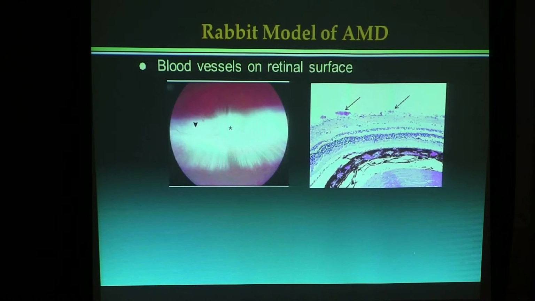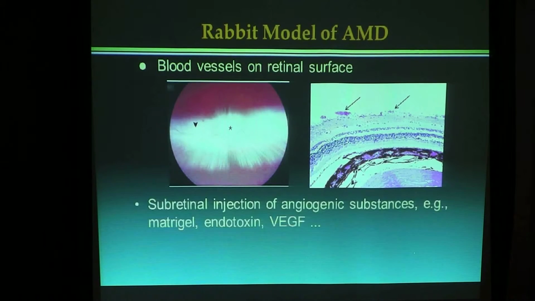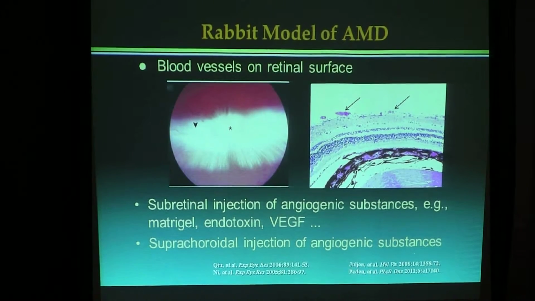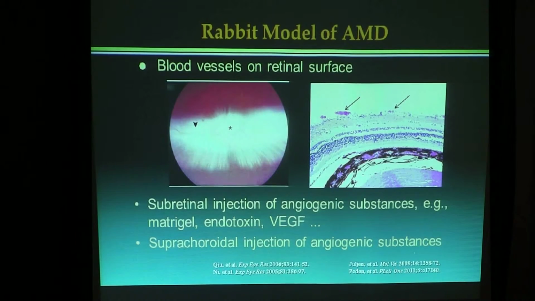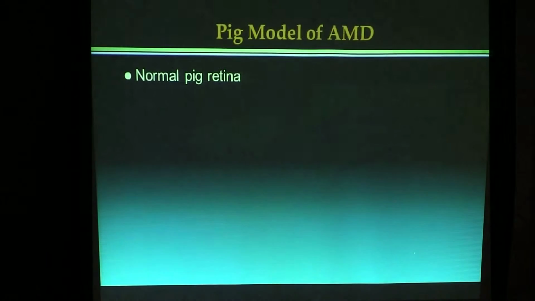I already mentioned that you have to think of the rabbit vessel, because the vessel is usually on the surface, not inside the retina. So it's also difficult to use laser induction because the vasculature is different. And usually you need subretinal injection of angiogenic material like Matrigel, endotoxin, which is pro-inflammatory, or VEGF. And you can also do suprachoroidal injection of angiogenic substance, mainly in one group, and they have very beautiful pictures. You can see the article.